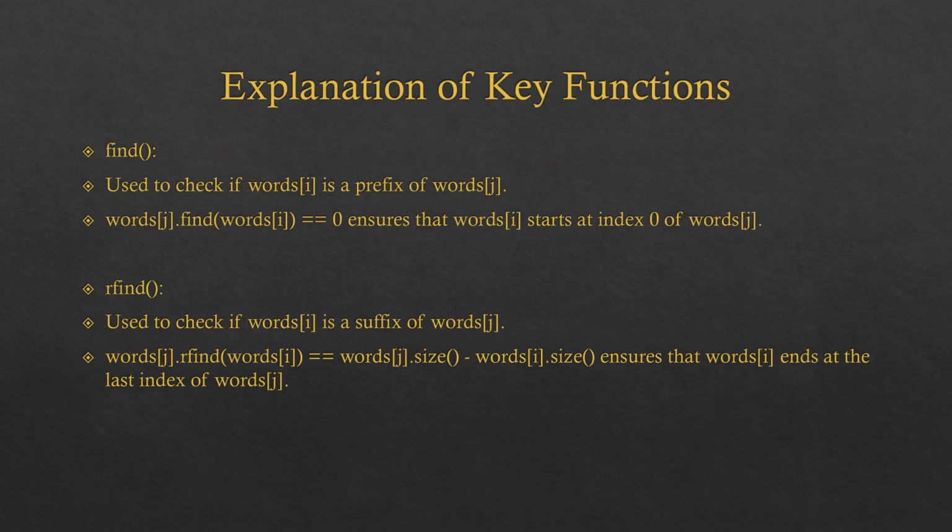Let's take a moment to explain these key functions. The find function is used to check if the first word appears at the start of the second word. The rfind function checks if the word appears at the end. Together, they allow us to determine if one word is both a prefix and a suffix of another.